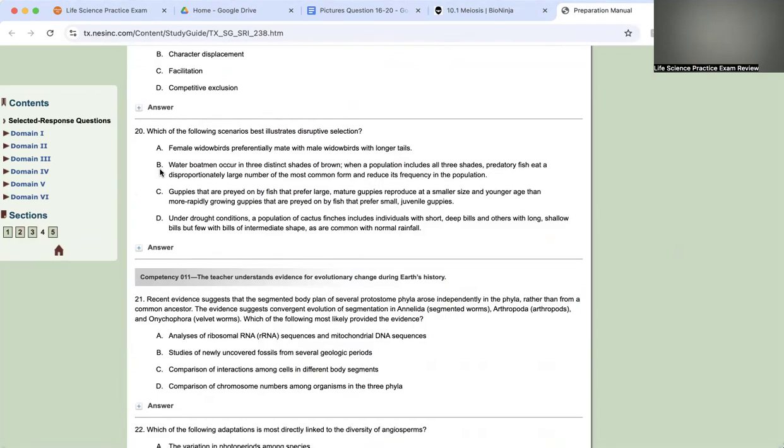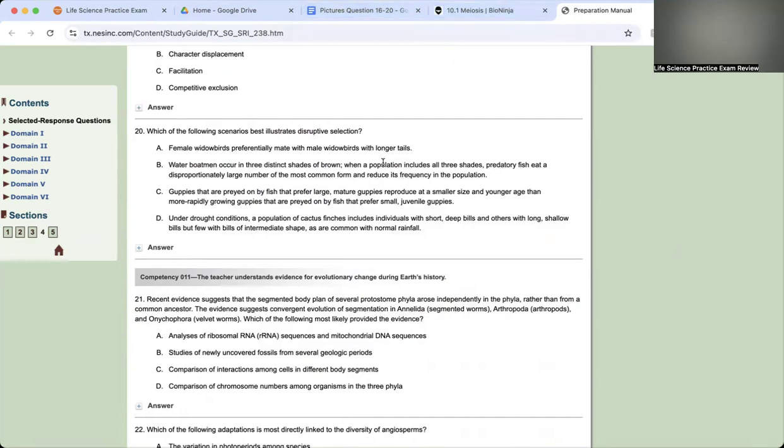So that leaves us with D. Under drought conditions, a population of cactus finches includes individuals with short, deep beaks and others with long, shallow beaks, but few with beaks of intermediate shape that are common with normal rainfall. So this is going to be the correct example because it's got a reduction of the intermediate shape and an increase in the extremes, which is the definition here of disruptive selection, as you can see in that picture.